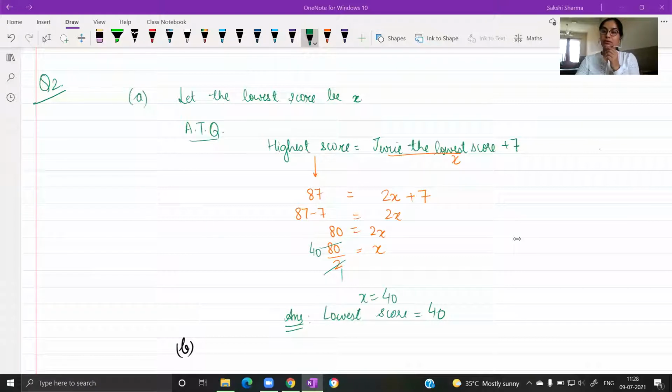Arman, ma'am, in the second question's A part, you put 2x on the right side. We will not take it to the left side? Yes, you can swap the sides. You can write your 2x plus 7 on the left, and 87 on the right side. Since the two sides are equal, it doesn't matter.